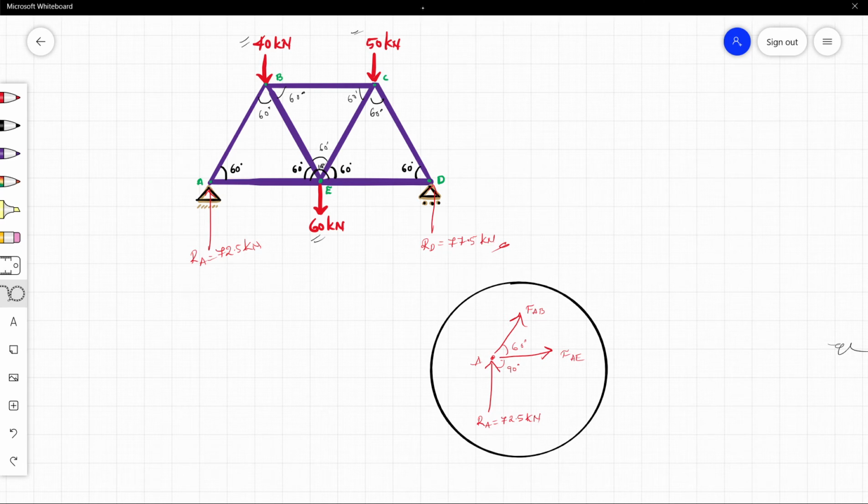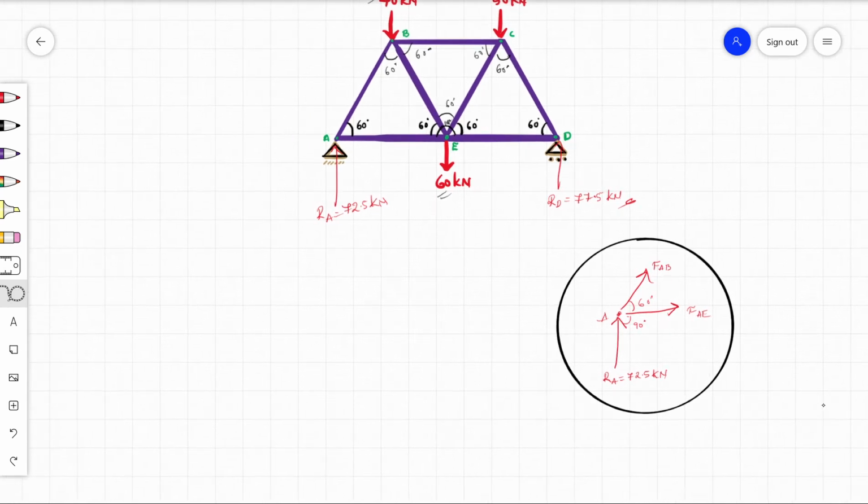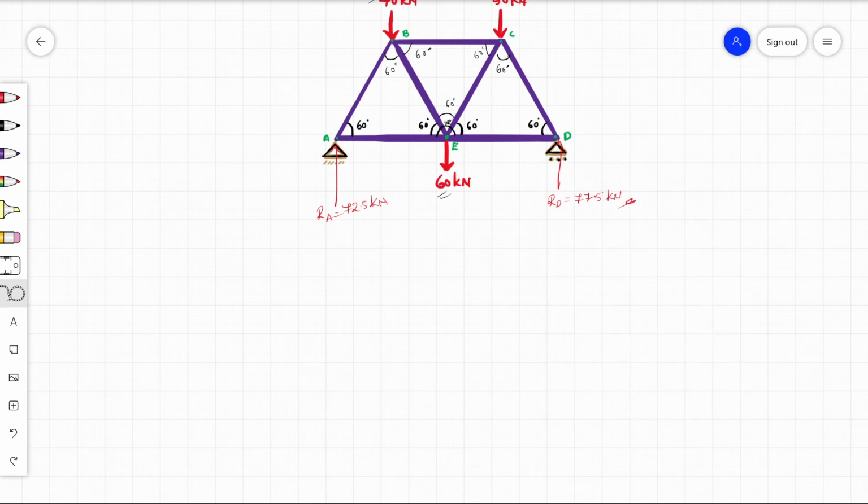That is joint A. So let us take, this will be the joint A. You have to note like this itself. Just refer the basis Bhavik once again. So joint A, this is the point A. What is the reaction? This is a reaction RA. The value of RA we already found, 72.5 kilonewton.